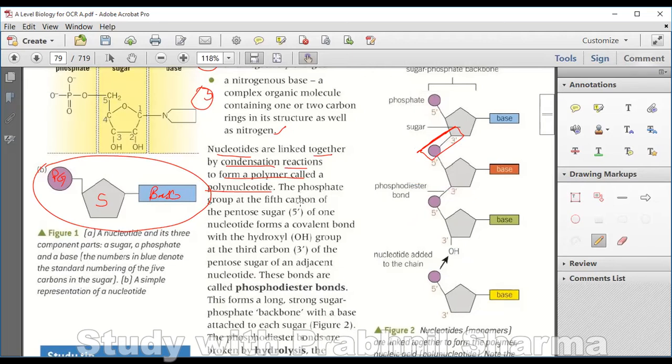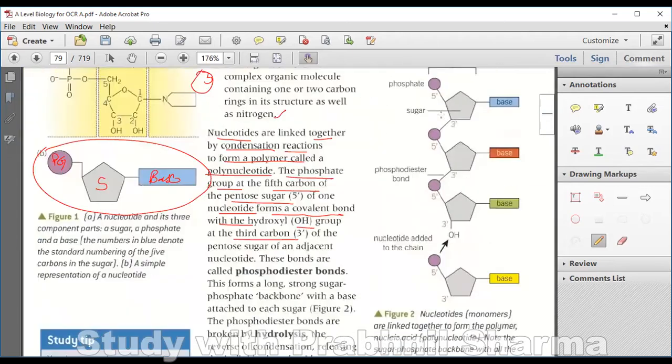Now the phosphate group at the fifth carbon of the pentose sugar of one nucleotide forms a covalent bond with the OH group of the third carbon. Now see, in this case, on the fifth carbon, we have phosphate group. This is 1, 2, 3, 4, and 5.